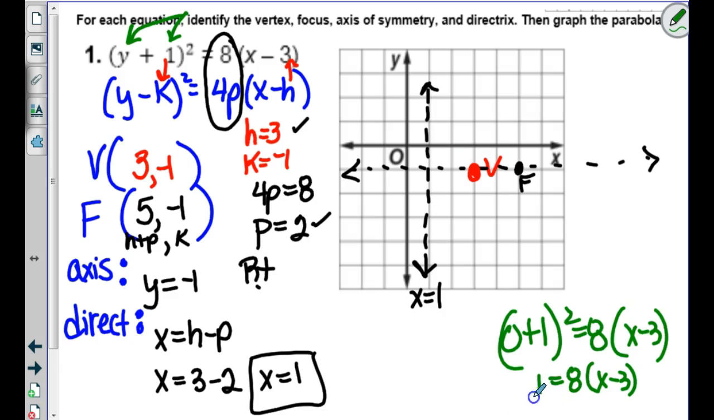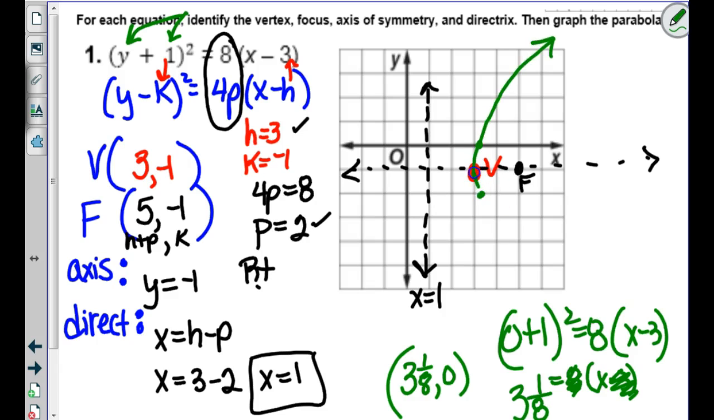If I divide by 8, because I don't really want to distribute, okay, then I'm supposed to add 3 over to this side. So I get 3 1/8. So if I went to 3 1/8, didn't come out nice at all, right? Then the y would be 0. So 3 1/8. Well, that doesn't help a whole lot. But is this going sideways very fast? No. We could find another point, but it's going to be pretty darn flat.